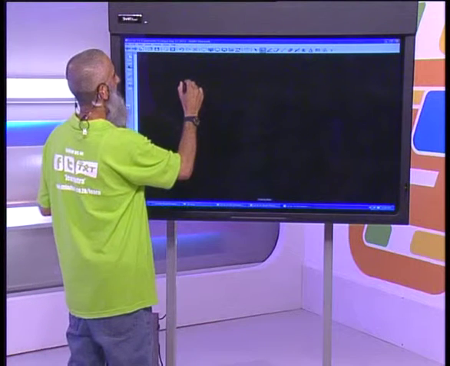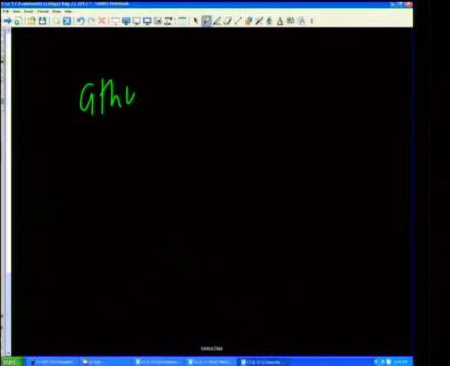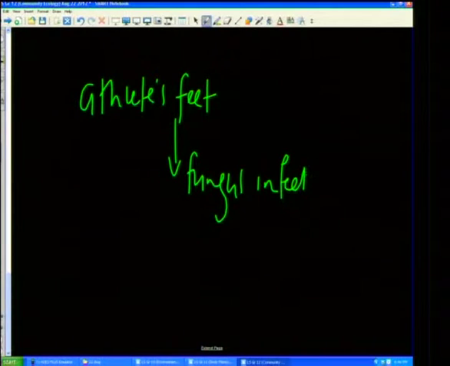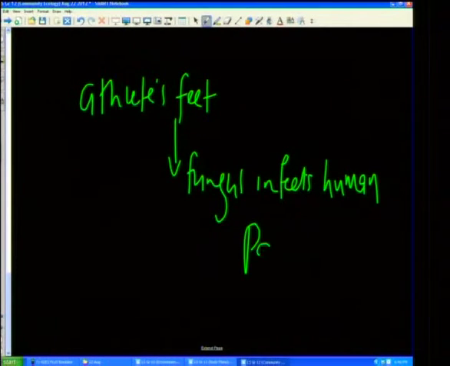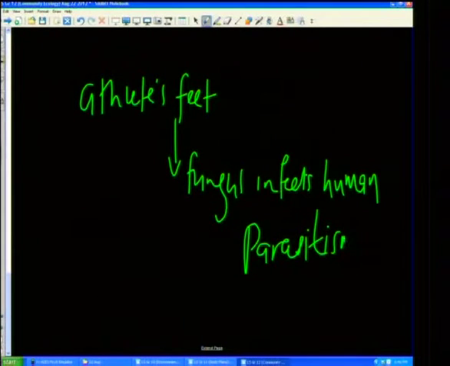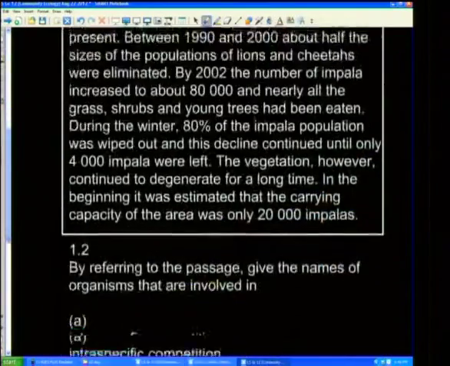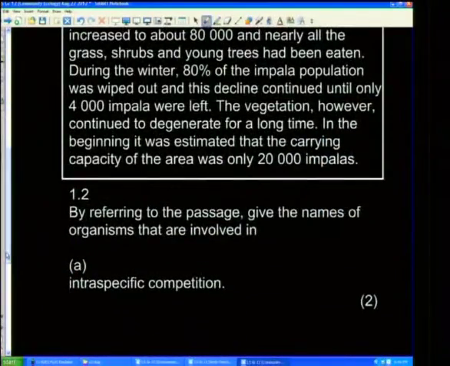So athlete's foot, fungus infects humans, and this is an example of parasitism. Another example of parasitism. Good. That takes us now to the questions again.